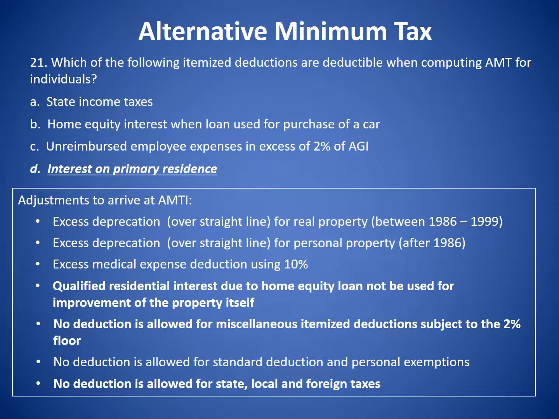Okay, and the question again, which of the following itemized deductions are deductible when computing AMT for individuals? And in this case, the answer would be interest on your primary residence. Now, what I've done is I've listed the general adjustments to arrive at AMTI, the add backs, and you'll notice I've highlighted each of the items that would be required to be adjusted back. Okay, let's try question number 22.